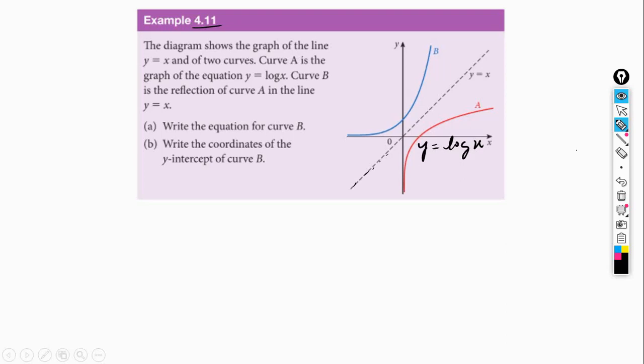So that's pretty simple, right? Because it's the inverse of y equals log x. Then we know that the blue line must necessarily be y equals 10 to the x.